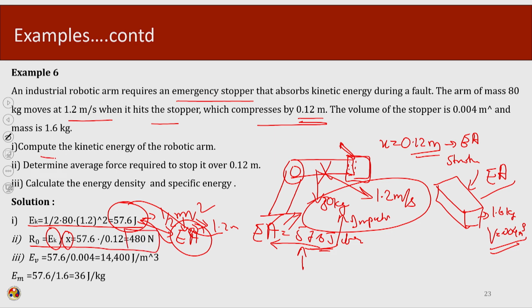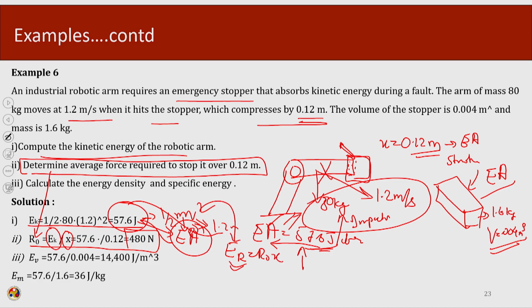So we have computed the kinetic energy of the robotic arm, we have determined the average force required to stop it over 0.12 meter. So the average force is R naught, and E requirement is R naught times x. E requirement comes from the demand imposed by the impactor. x is known, so we can calculate our average reaction force. So the average reaction force is 480 Newton.